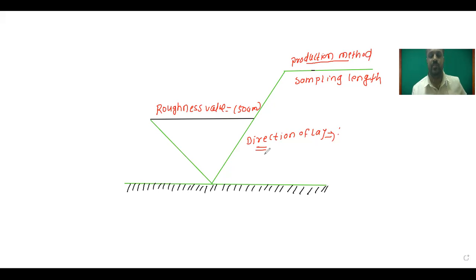Surface pattern means the irregularity pattern, we can call it. Suppose this is our surface and see, this is the irregularity on the surface of the component. Whether these irregularities are parallel, the direction of those irregularities is called the direction of lay.